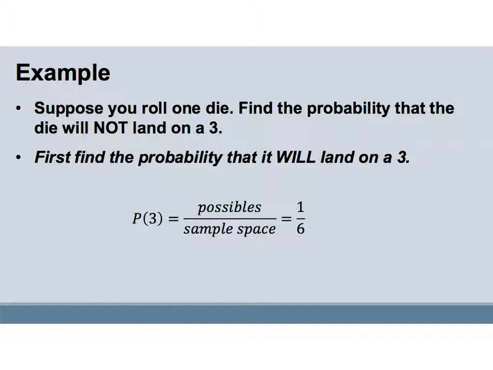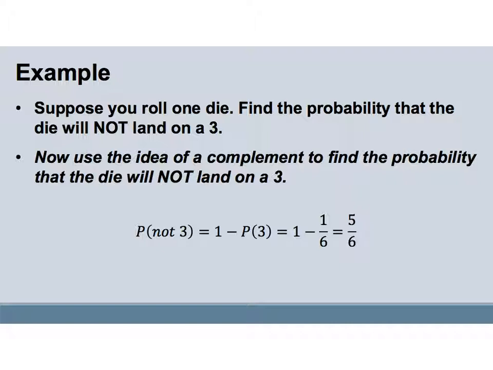So you have an example in your notes. Suppose you roll 1 die. Find the probability that the die will not land on a 3. Now, that's easy enough to do without complements, but we're going to do it with complements just to illustrate. So first, find the probability that it will land on a 3. Well, that's one side. We did that a while ago. There's one 3 out of 6, so that's 1 out of 6.